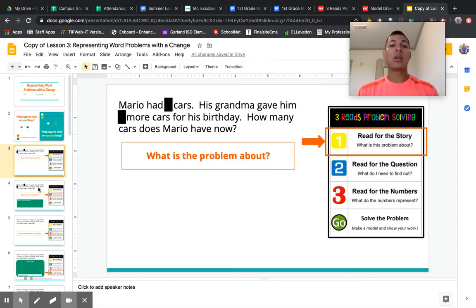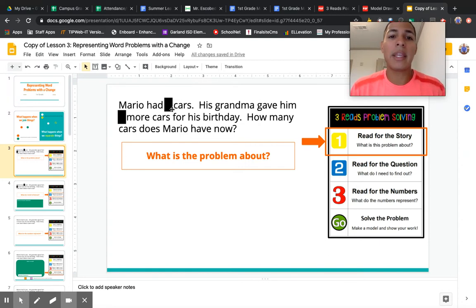Okay. So we have Mario had blank cars. His grandma gave him blank more cars for his birthday. How many cars does Mario have now? Right? So for our 3 reads problem solving, that is step 1. We read the story. We want to find out what this problem is about. So I'm going to read through it again because I kind of got ahead of myself and I read it before I went over our poster. So let me read this again. Remember, we want to be focusing on what our problem is about.